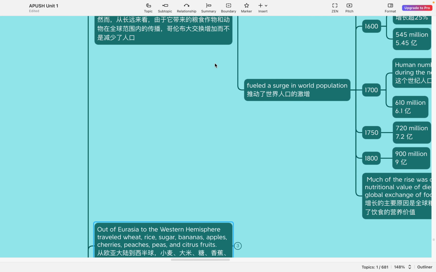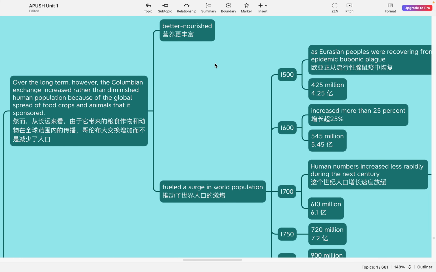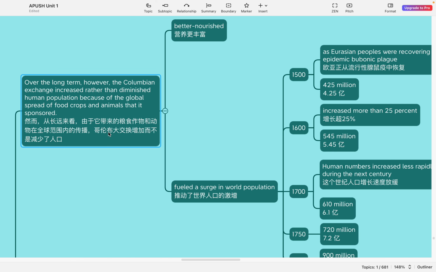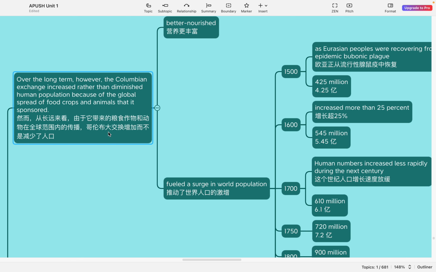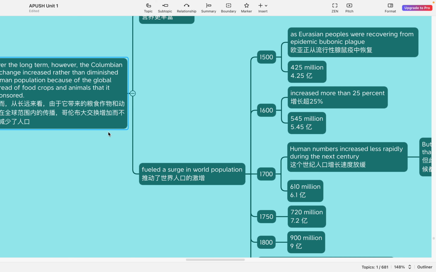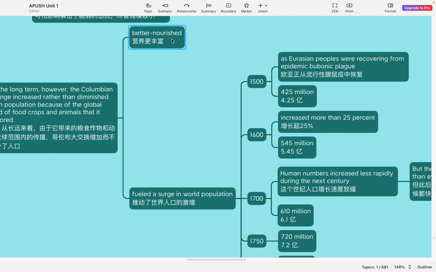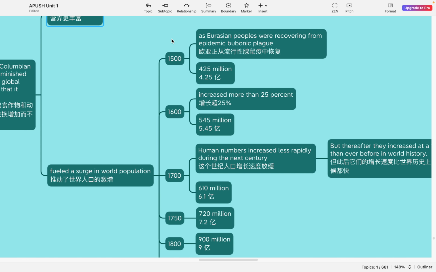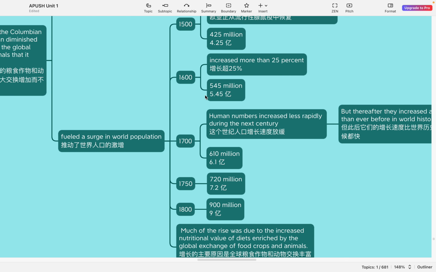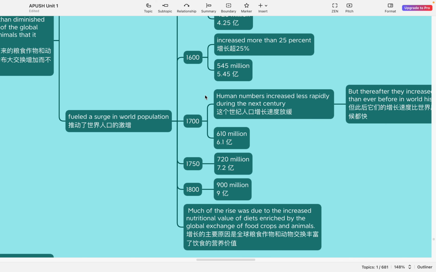From a long-term and global perspective, although infectious diseases caused population decline, the Columbian exchange ultimately increased rather than decreased the world's population due to the global spread of edible plants and animals. On one hand, the widespread dissemination of edible species made people's diets generally more nutritious, contributing to continued world population growth. Imagine the world's biggest potluck where everyone brought their best dishes.